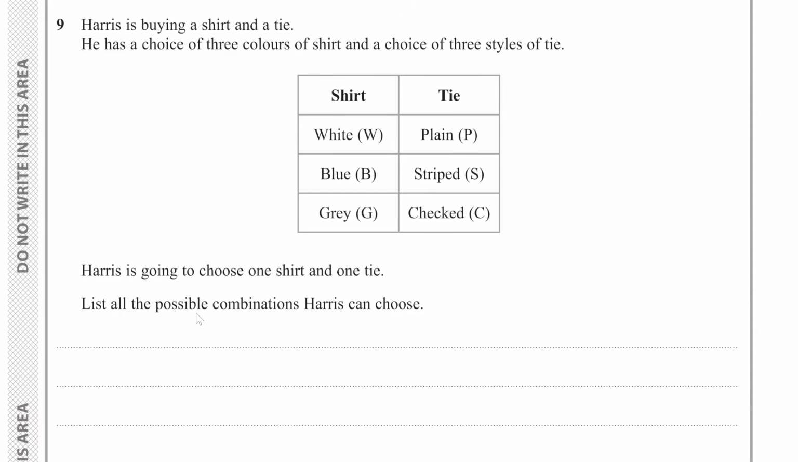Question 9. Harris is buying a shirt and tie. He has a choice of 3 colours of shirt and a choice of 3 styles of tie. Harris is going to choose 1 shirt and 1 tie, list all the possible combinations.